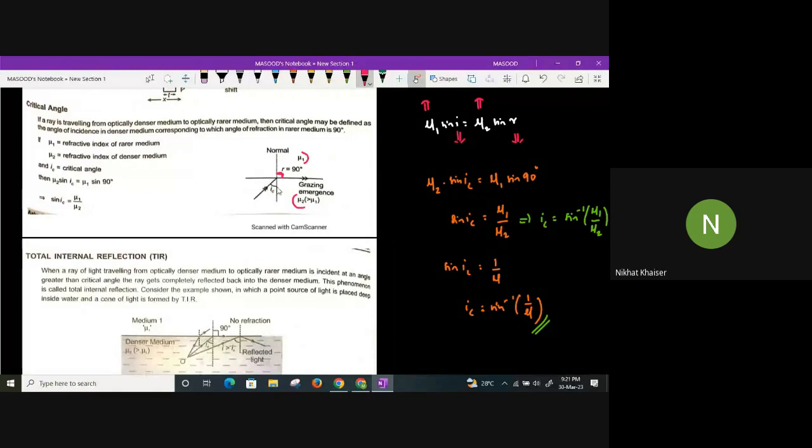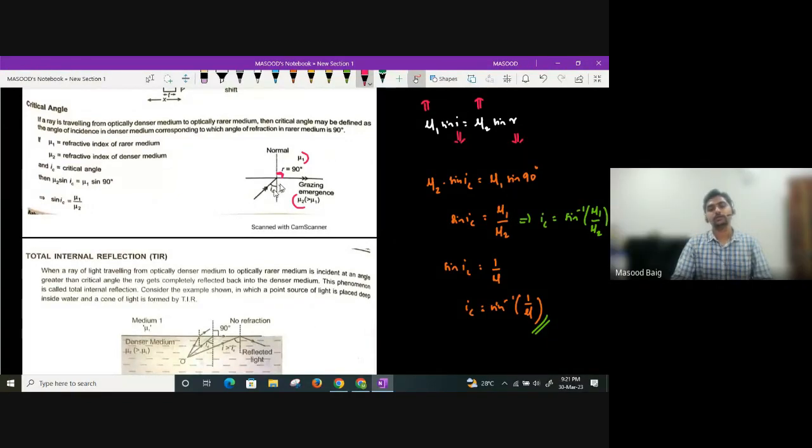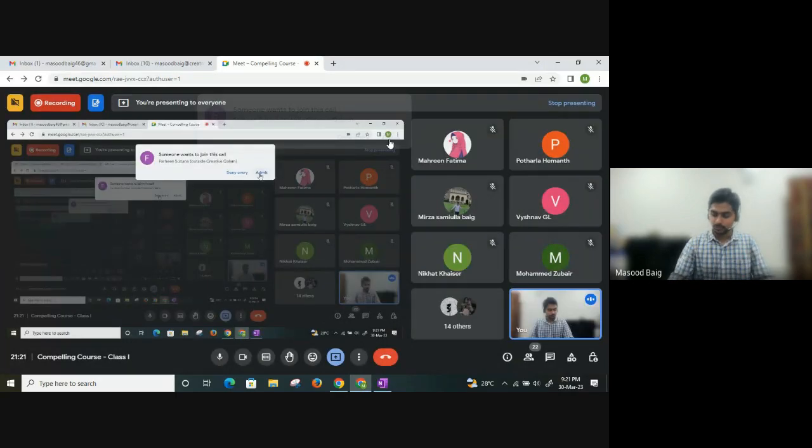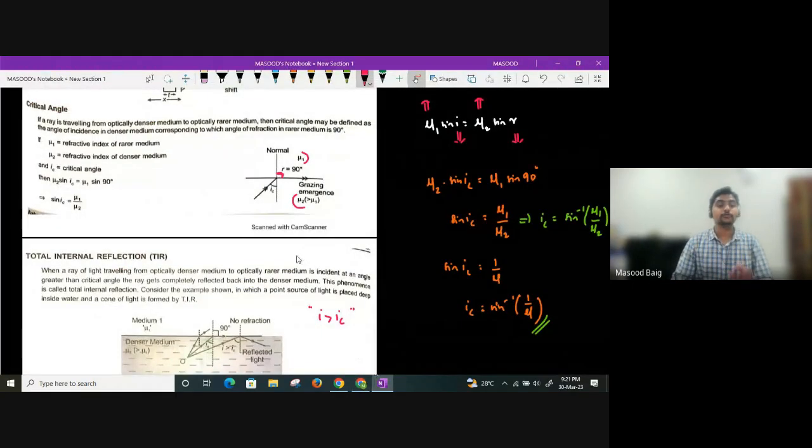Yes, sir. And whenever the incident ray is traveling from denser medium to rarer medium, if the angle of incidence is more than the critical angle, then you are not going to have any refraction. All the incident light will get reflected back into the same medium. That condition is called total internal reflection. Critical angle, total internal reflection. When will these conditions arise?